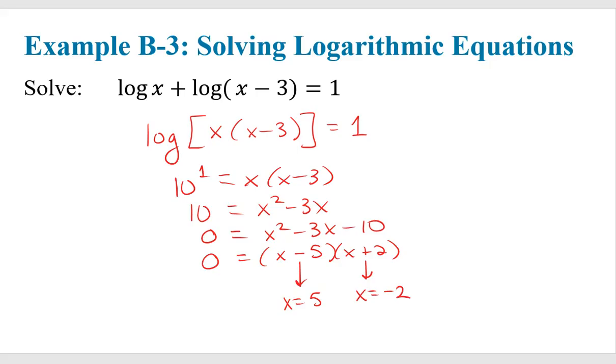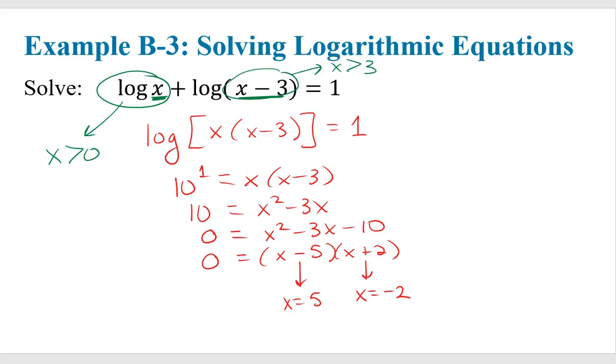Now, this is where it's very important that you pay attention to your domains, because I have this log of x, remember, this has to be greater than or equal to 0. This must also be greater than or equal to 0. So this first logarithm tells me my x's must be greater than 0. This second logarithm tells me that my x's must be greater than 3.